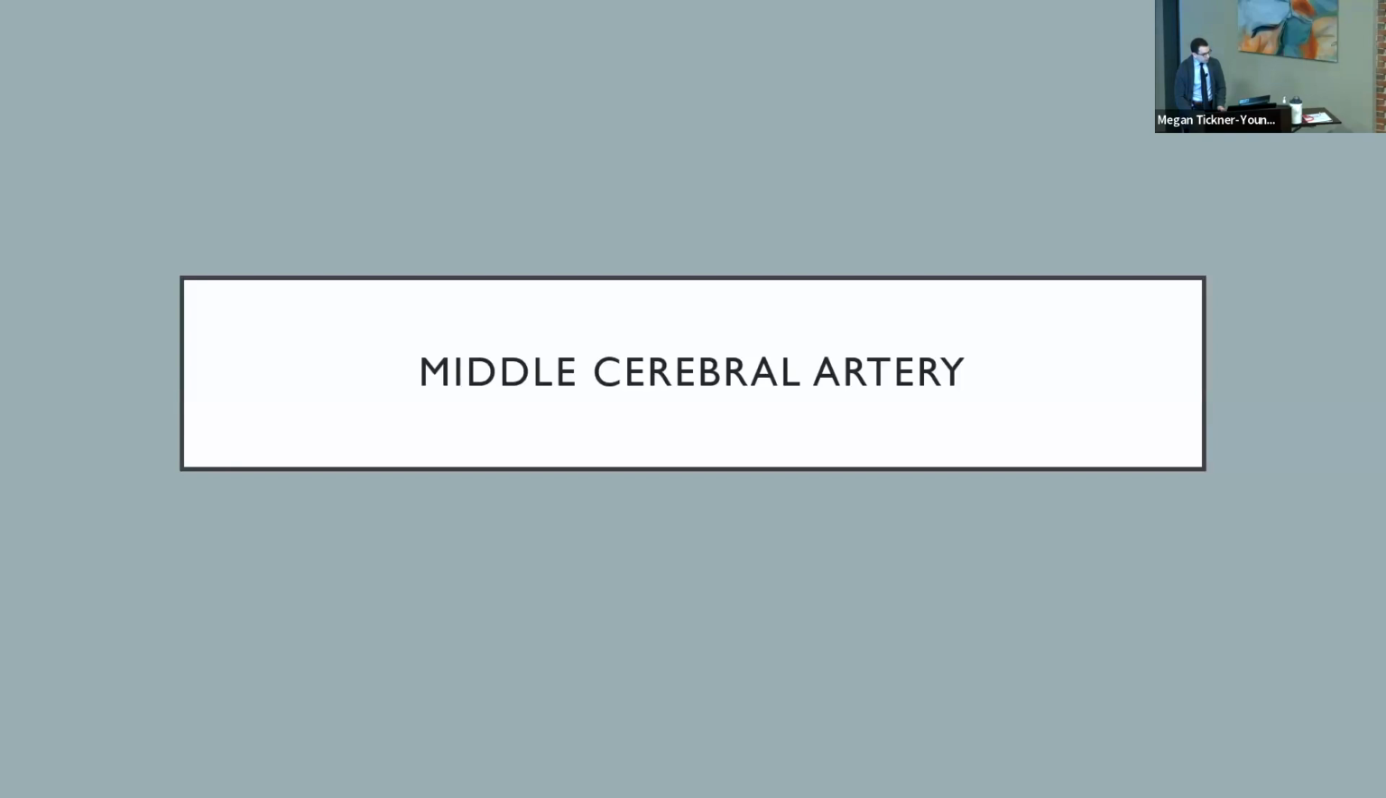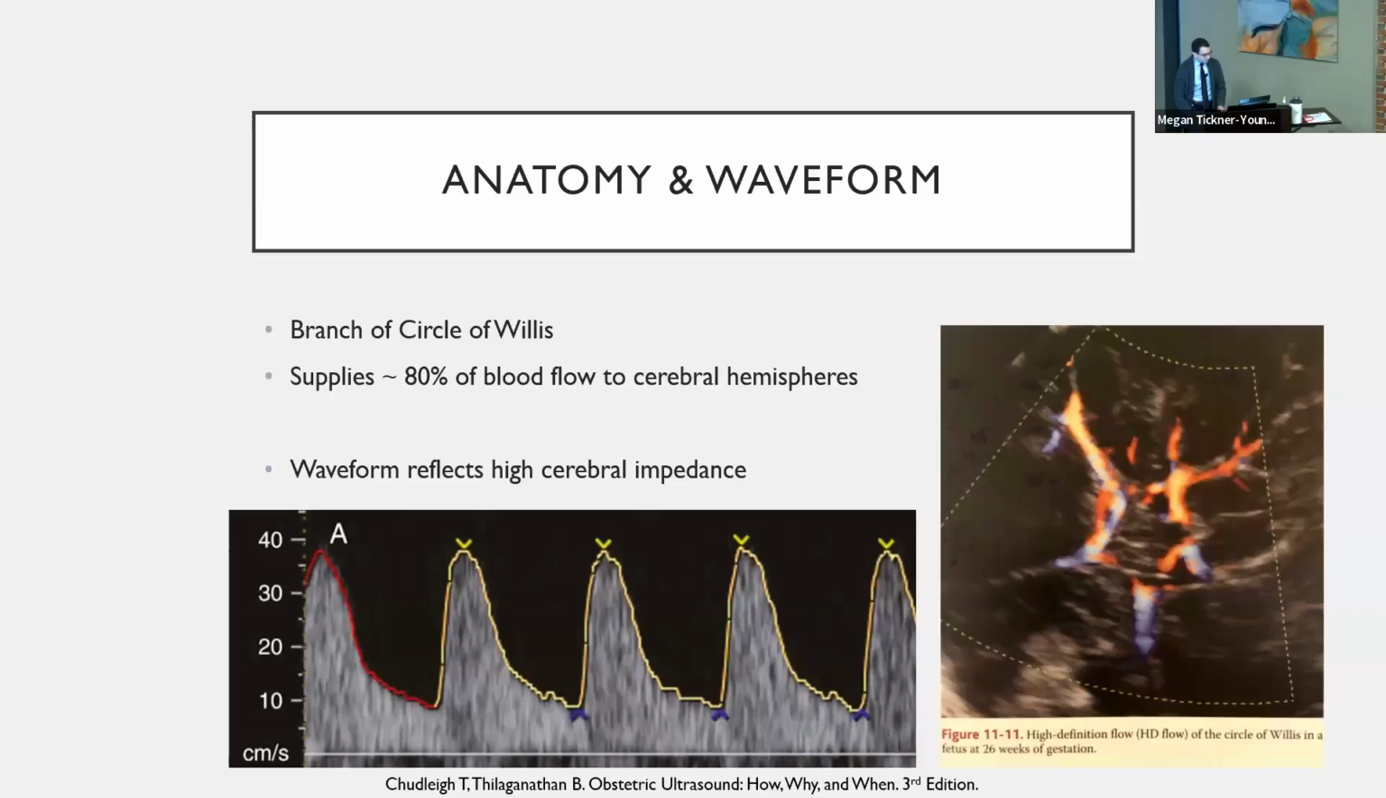All right, let's move on to the middle cerebral artery. Everyone knows the middle cerebral artery. It's the larger terminal branch of the internal carotid artery. It has a waveform that's distinct and reflects the normally high cerebral vascular impedance compared to the umbilical artery waveform.